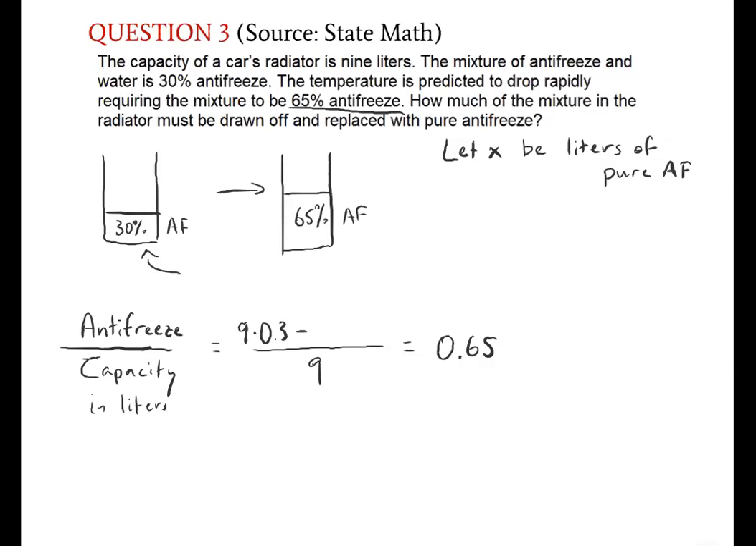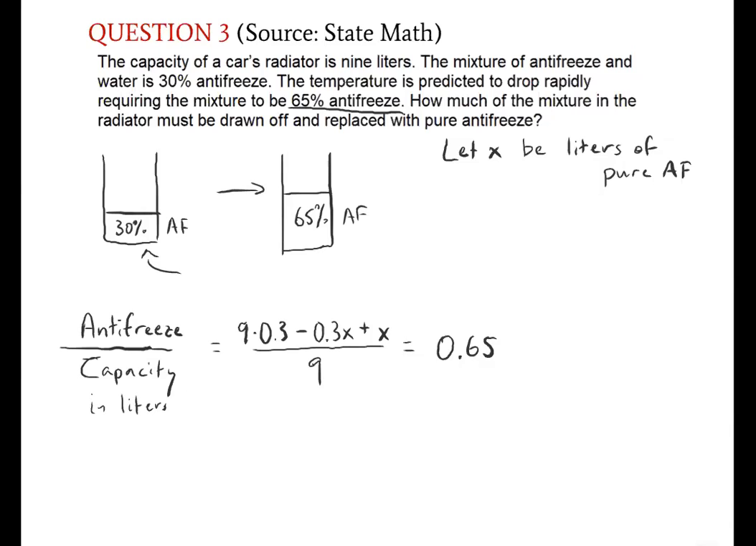So we're going to remove some of the mixture. Every time we remove some of the mixture, we're actually removing 0.03 times X of antifreeze, because the mixture isn't pure. The initial mixture isn't pure antifreeze, so that's why we need to include this decimal in there. And then when we're adding pure antifreeze, that's just X.